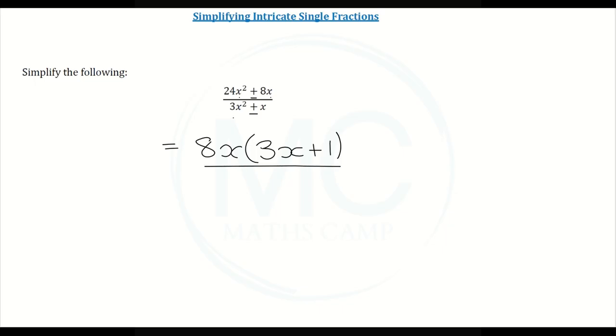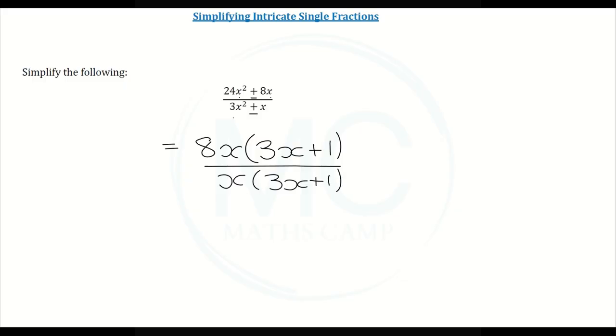Now we look at our denominator. Here we have 3x squared plus x. x is in both terms, so we can take it out as a common factor. Open the bracket. 3x squared divided by x is 3x. Put in our plus sign. x divided by x is 1.